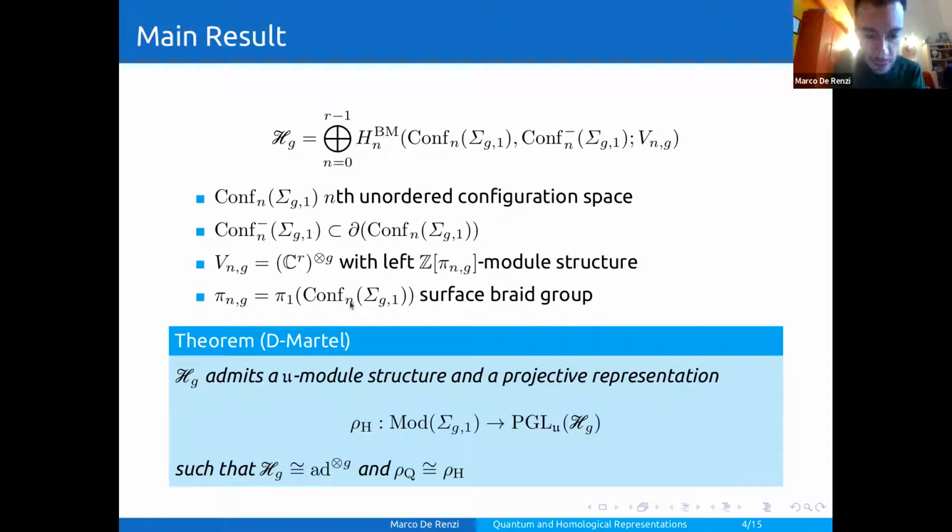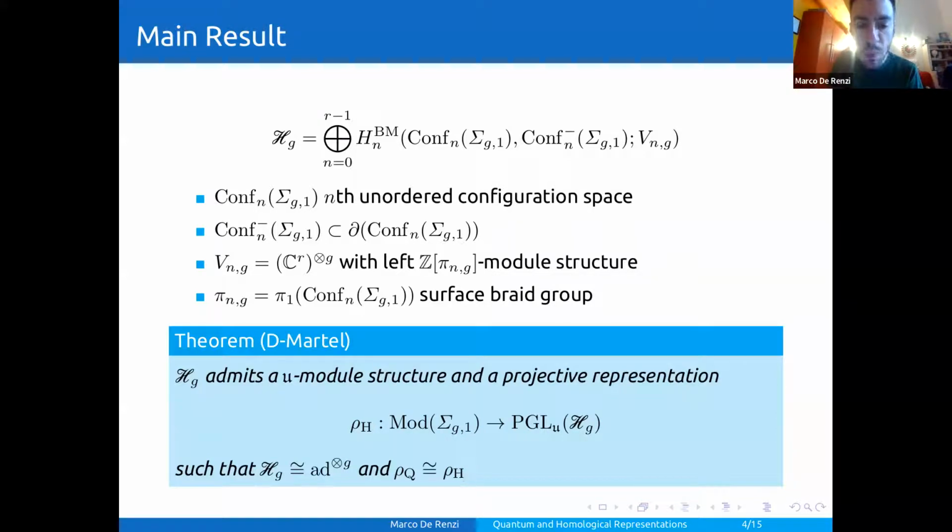But anyway, now I can state the main theorem I will discuss today, which is the following. Curly H_g admits a U-module structure, first of all, and also a projective representation of the mapping class group of sigma g,1, with values in PGL of curly H_g. Furthermore, these two algebraic structures agree with the quantum ones, in the sense that curly H_g is isomorphic as a U-module to the g-th tensor power of the adjoint representation, and these two mapping class group representations are projectively equivalent too.